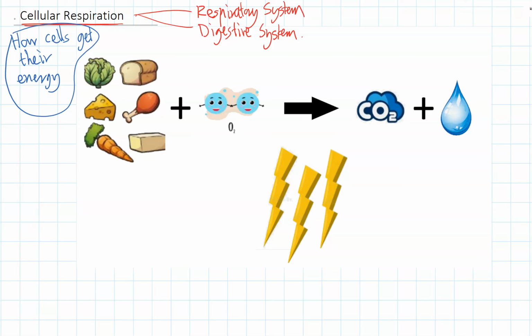It's a chemical reaction, and it's happening in all our cells. The cells take food molecules as one of the reactants. Obviously they've been digested at this stage, but this is just a diagram. They take food molecules and combine them with oxygen, which is O2 as the chemical symbol. Then a chemical reaction happens and it produces the products carbon dioxide and water.